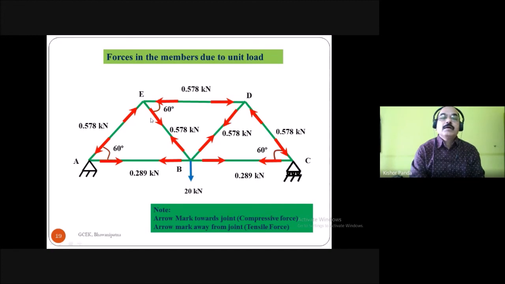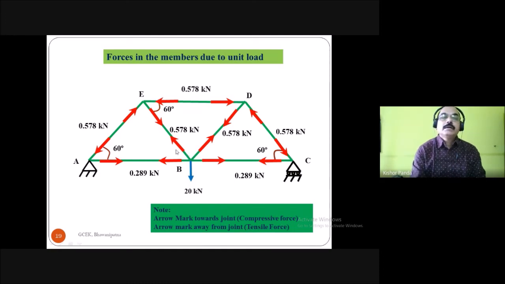Similarly, the force in the member EB is 0.578 kilonewton tensile, and for the BD member, the force is also tensile, 0.578 kilonewton. So these are the forces in the members of the truss due to the unit loading. Note: an arrow towards the joint means compressive force, an arrow away from the joint means tensile force. This I have already explained.